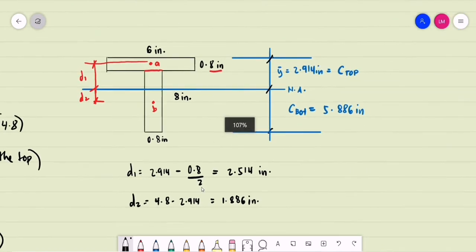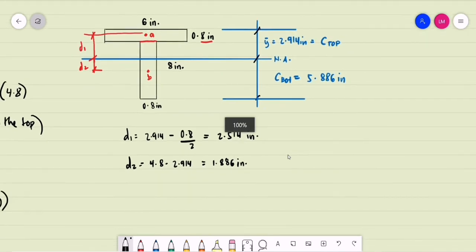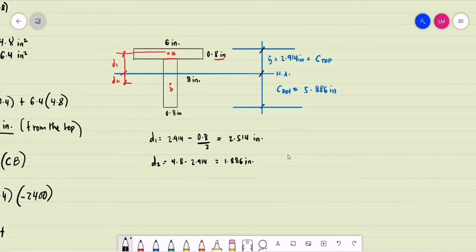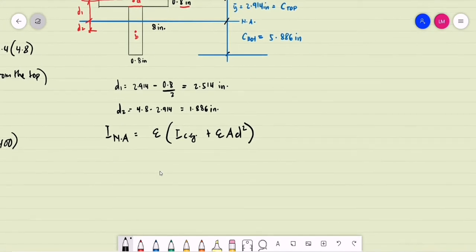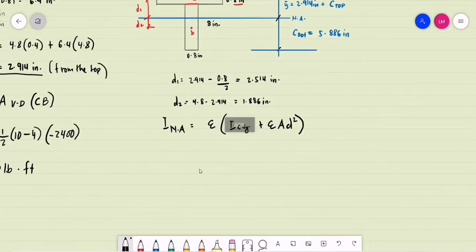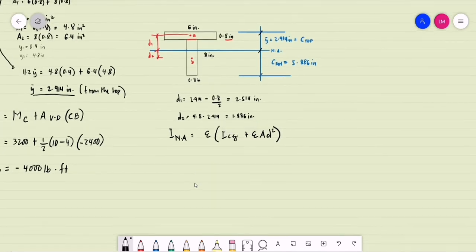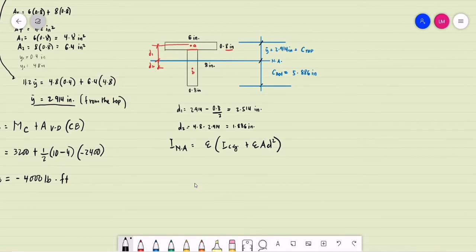Okay, how do we compute for the moment of inertia of a section? For an irregular section, the moment of inertia with respect to the neutral axis is equal to the summation of the centroidal moment of inertia plus the summation of the areas of the section multiplied by the distances of their centroids towards the neutral axis squared. So we are now to compute for the moment of inertia with respect to the neutral axis.